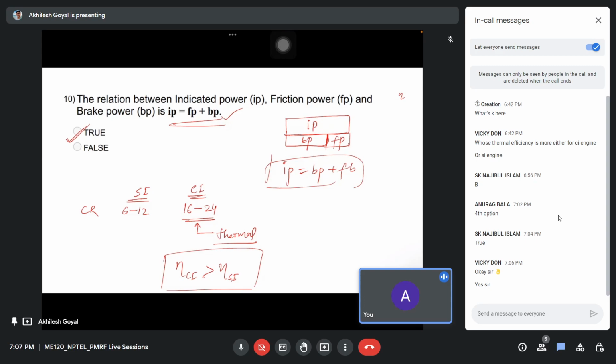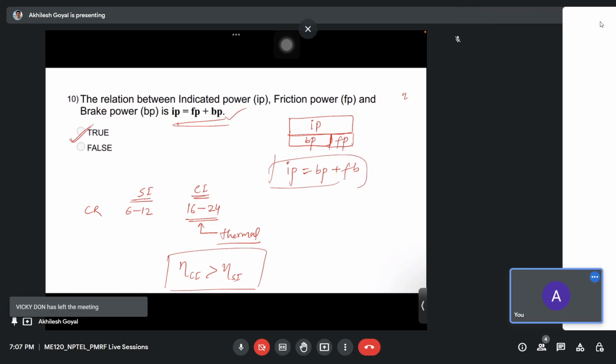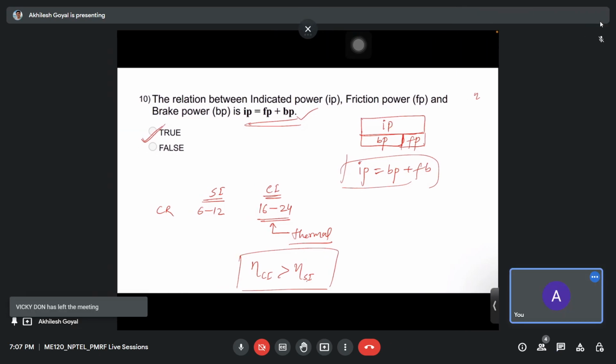Okay, so if you guys don't have any questions, we can close this session right here, and in the next session we will be talking about the standard cycles these CI and SI engines follow, and we will discuss those cycles in detail in the next few chapters.